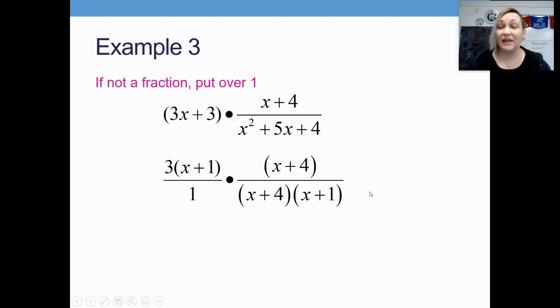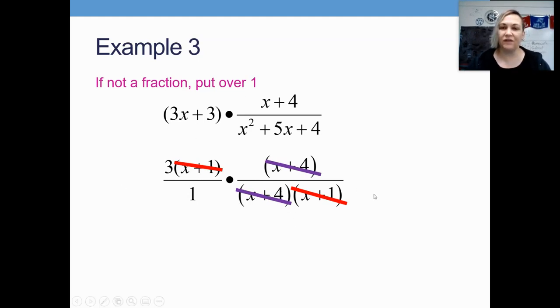Here, again, I can cancel my x plus 1's, 1 from the top, 1 from the bottom. And then even though my x plus 4's are on the same fraction, that's fine. That's like the first part of this chapter that we learned, right? So as long as there's 1 on top and 1 on the bottom, you can cancel them even if they're on the same fraction.